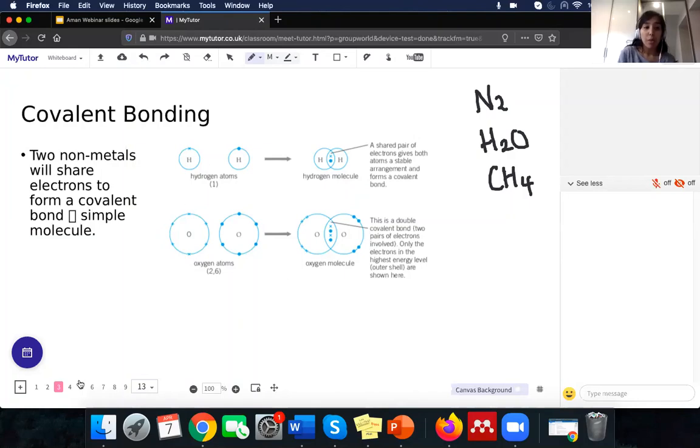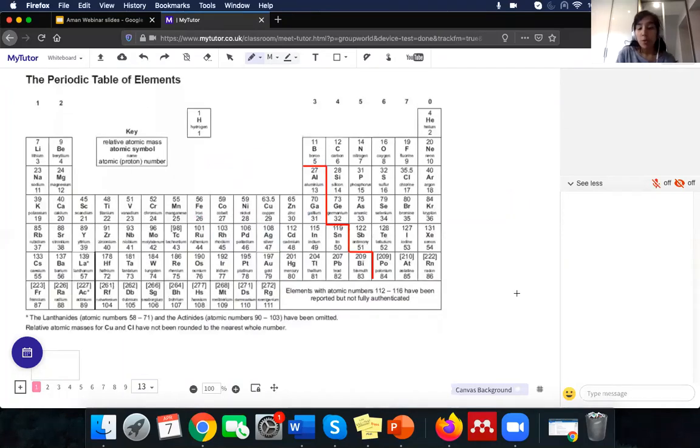So if we go to our periodic table, non-metals are on the right-hand side of this red line. I keep showing you this periodic table just to hopefully get you used to the difference between metals on the left and non-metals on the right. So our non-metals are on the right, and covalent bonding only occurs between the non-metals.